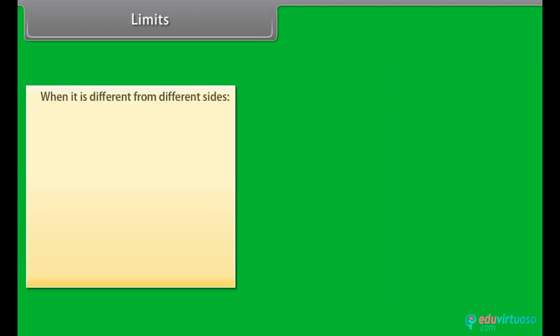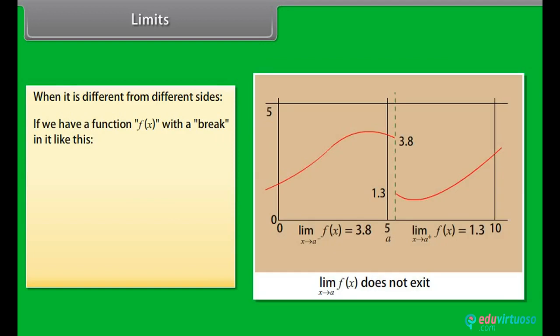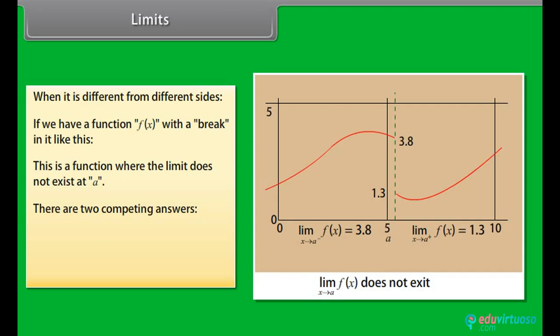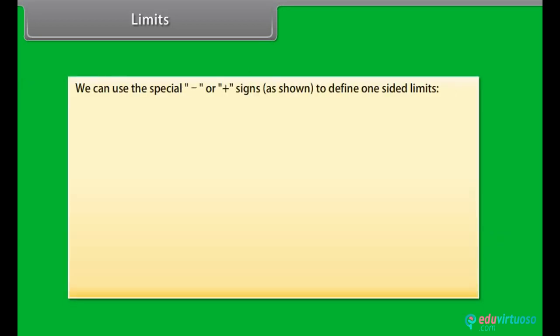When it is different from different sides, what if we have a function f of x with a break in it like this? This is a function where the limit does not exist at a. You cannot say what it is because there are two competing answers, 3.8 from the left and 1.3 from the right. But you can use the special minus or plus signs as shown to define one-sided limits.